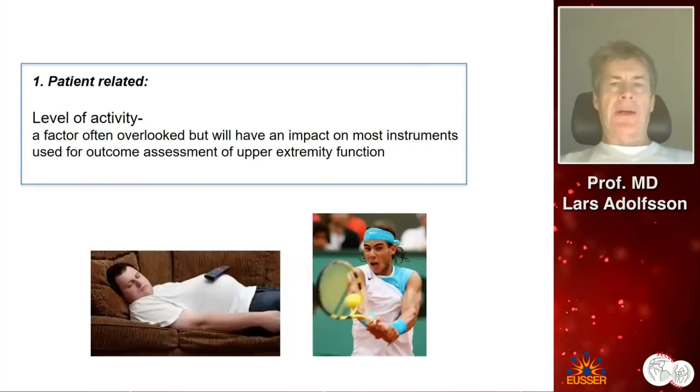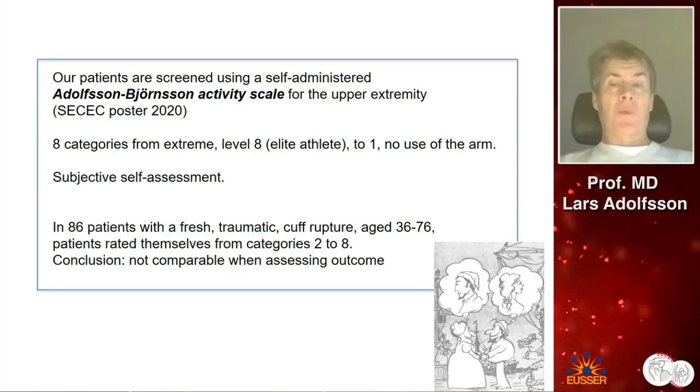We also want to look at level of activity, because the same gender and same age doesn't necessarily seem to mean the same demands. And we use an activity scale that we have designed for the upper extremity. This is also presented in a poster during this meeting. And we found that quite a few people assess themselves very differently, even though they seemingly have the same condition, the same age, and the same gender.